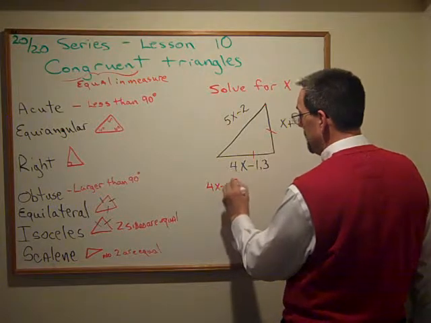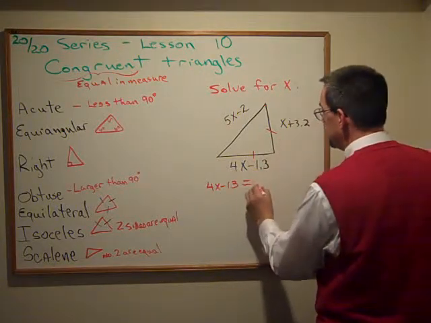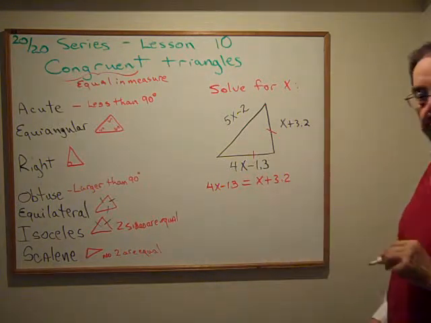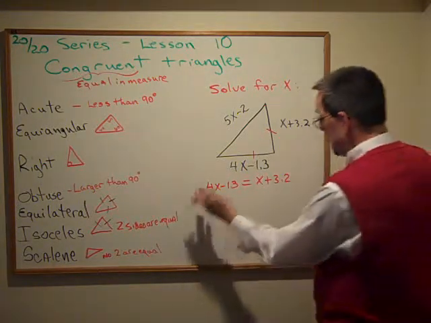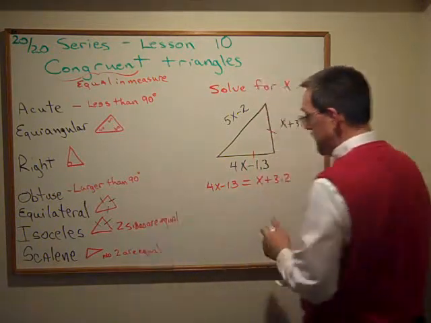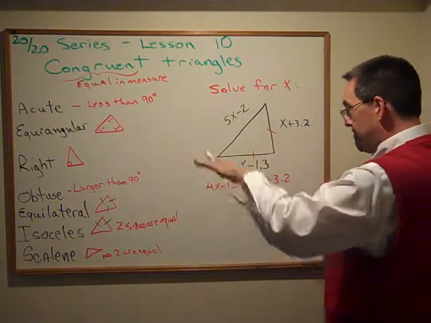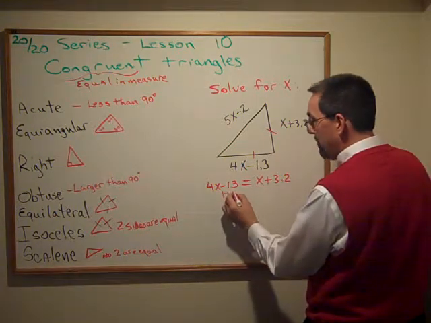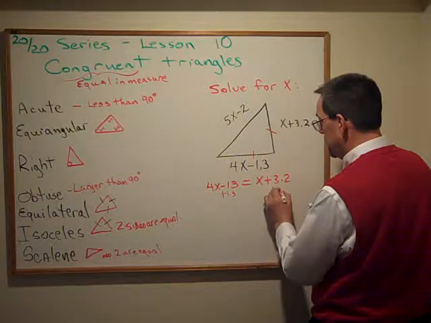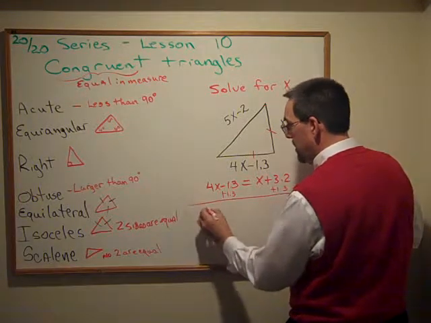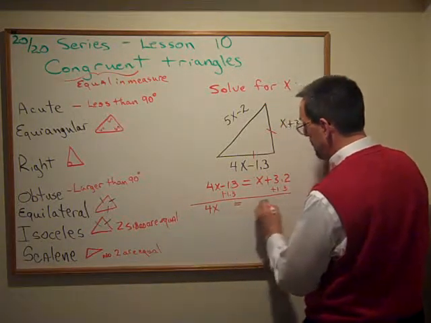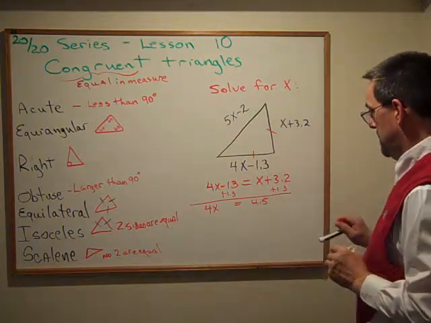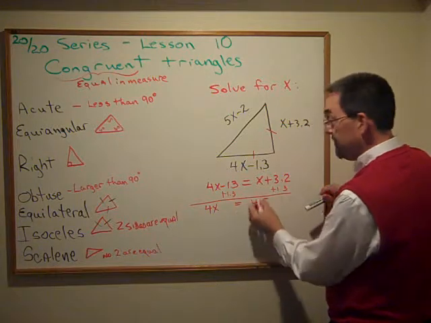4x minus 1.3 is equal to x plus 3.2. Remember our algebra, all the numbers to one side, all the letters to the other. So, I'm going to keep it balanced. Let's move this 1.3 over. If we add 1.3 to both sides, we'll have 4x equals 4.5. We still have the x, don't we?